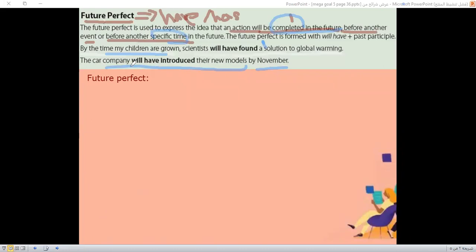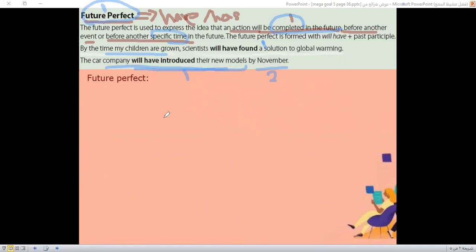Yes, the car company. Even if you did not understand the sentence, just remember, future perfect, any sentence in the future perfect means it's the first action. يعني car company, they will have introduced their new models. هذا الأكشن أول شيء سيأتي and it will be completed, and then the month of November will come. Is it clear?